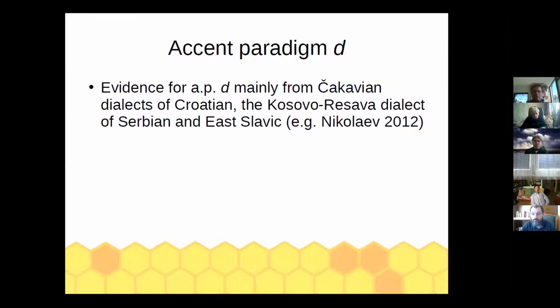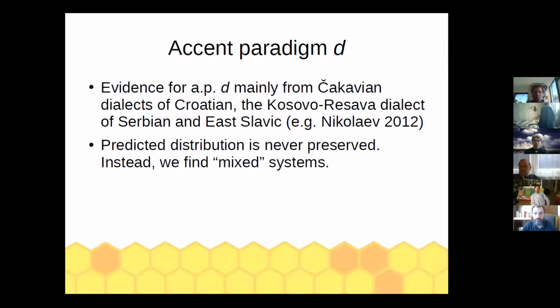And the evidence for this additional fourth paradigm mainly comes from Czechoslovakian dialects of Croatian, Kosovo-Resava dialects of Serbian, and from East Slavic. And the East Slavic material contains, amongst others, the end-stressed plurals that we've just seen, which I think should be explained differently, but also many dialectal forms. And there's a very good article with lots of material and discussion by Nikolai from 2012 that contains so much of the material. So I'll be using that here as well.